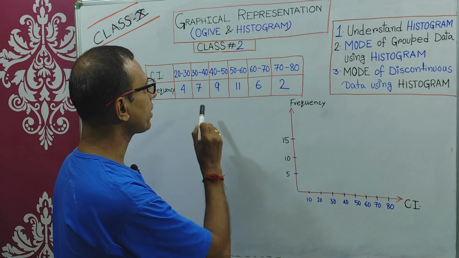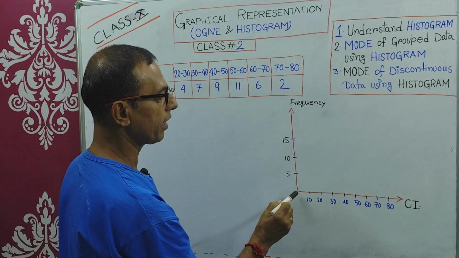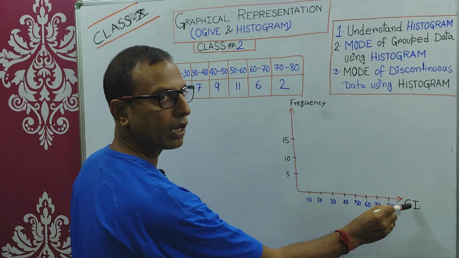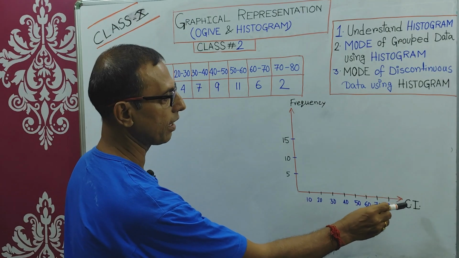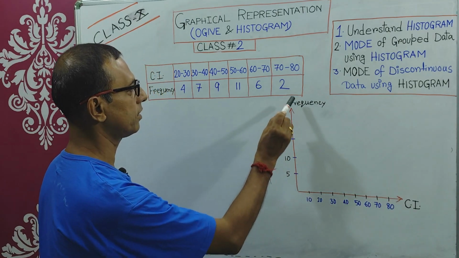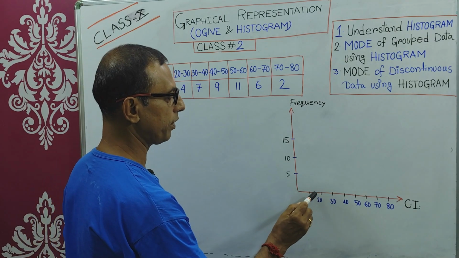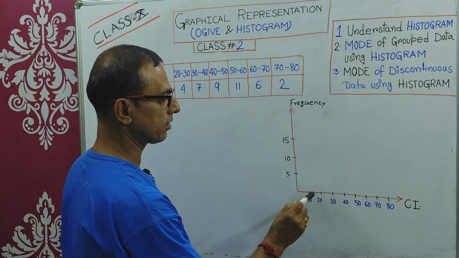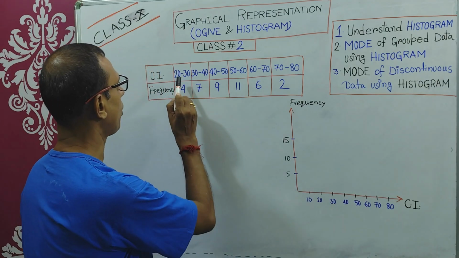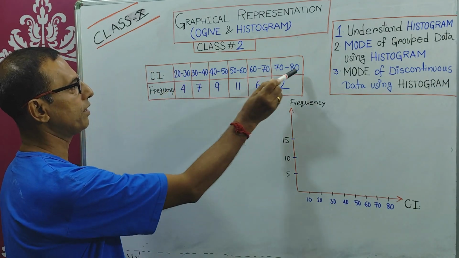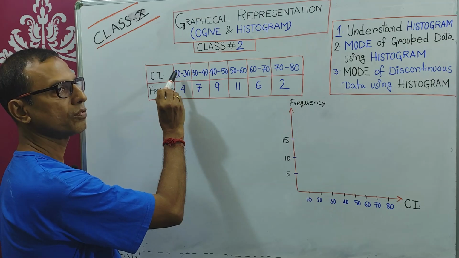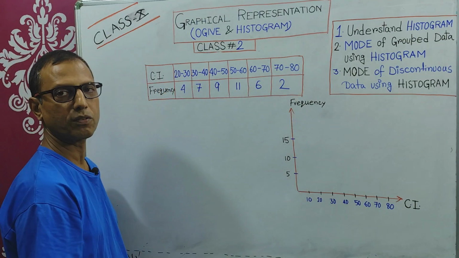To plot the data, along the x-axis it is class interval, and along the y-axis it is frequency. The scale I have used here is 10, 20, so each interval is 10, along the x-axis 10, 20, 30 up to 80, because the values run from 20 to 80. The lowest observation value is 20, the highest observation value is 80.